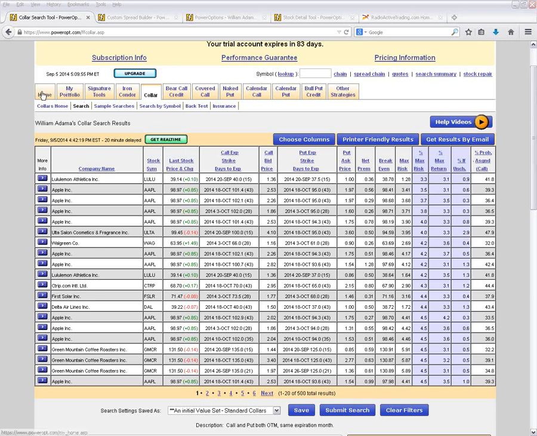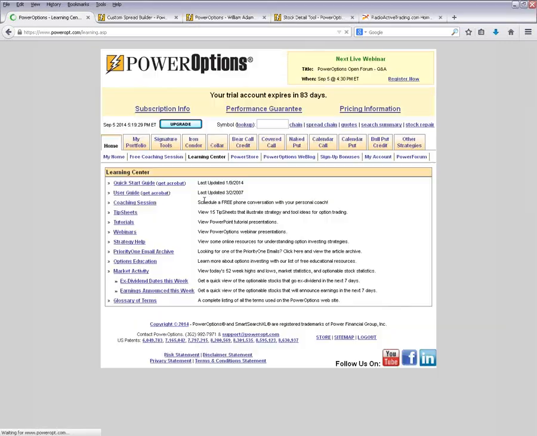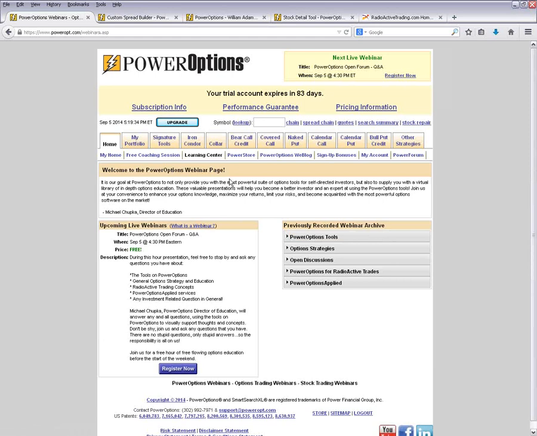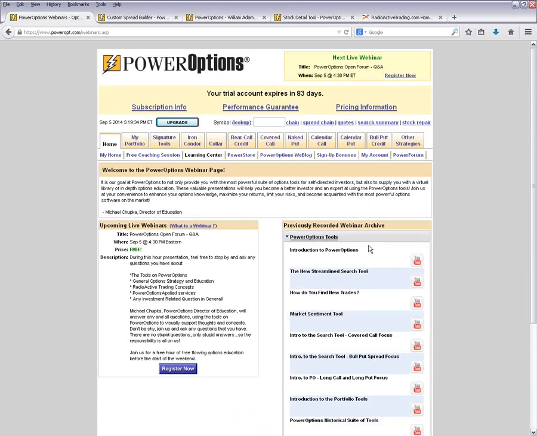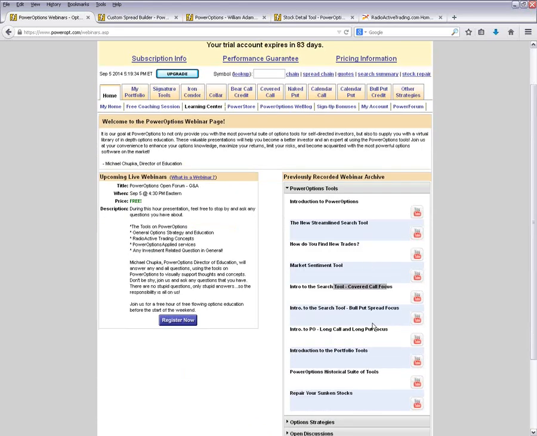Well, here's what I want you to do. Later on, after this presentation, go to Power Options, go to Home, and go to Learning Center. And then go to Webinars. Inside the webinars, there are several archives here that will help you with the different tools. So the Power Options tools, depending on whether you're looking at covered calls, bull put credit spreads. This one here, Introduction to Power Options, will give you a complete walkthrough of the site. What I mean by that is probably what you need to know to use the site, the way that I use it to trade my own personal account.